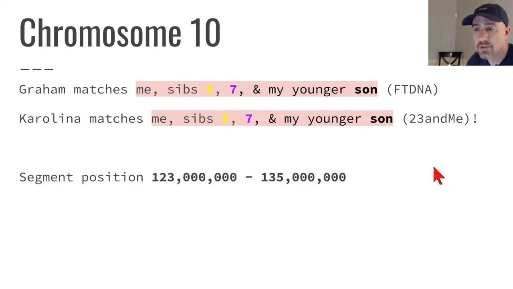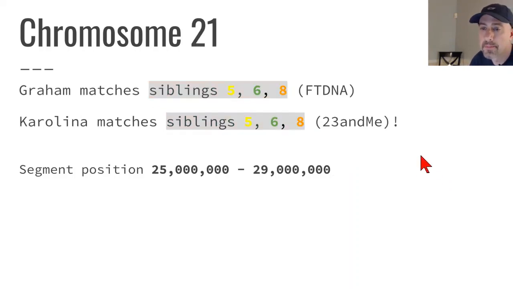This is the kind of pattern that you'll see when you find two matches. You don't necessarily know that they're closely related to each other, but you see them coming up together over and over and over across your family's genomes, and that should lead you to suspect that those people are closely related to each other. And then finally, on chromosome 21, yet another segment where Graham and Karolina both match an identical subset of my family members in the same location on the same chromosome.